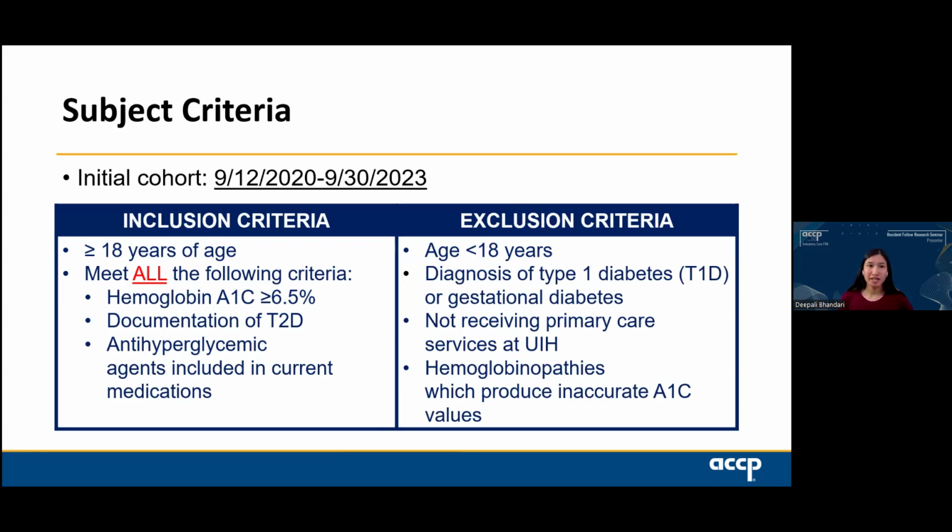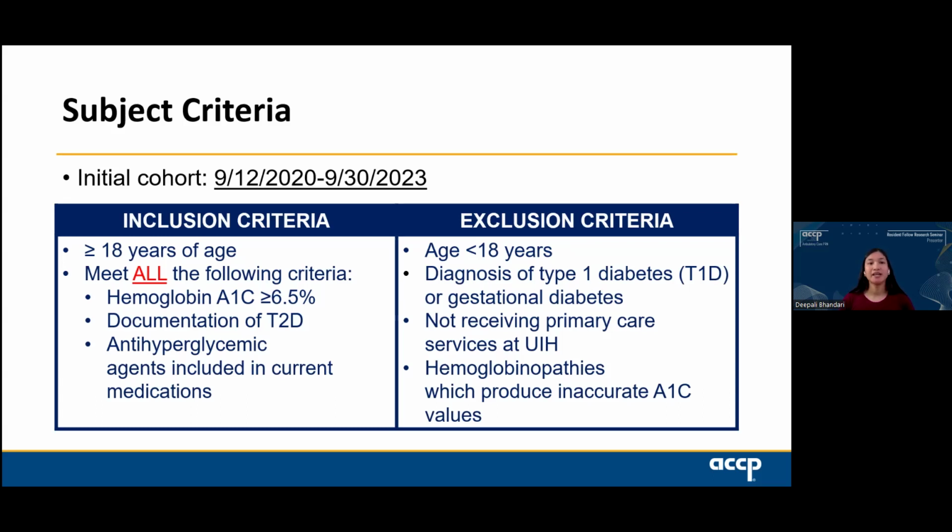And then the inclusion criteria is listed here as individuals who are at least 18 years of age. They had to meet all of the following criteria: an A1C of at least 6.5%, having a documented diagnosis of type 2 diabetes, which was identified as a diagnosis attached to an encounter, and then having antihyperglycemic agents included in the current medication list.